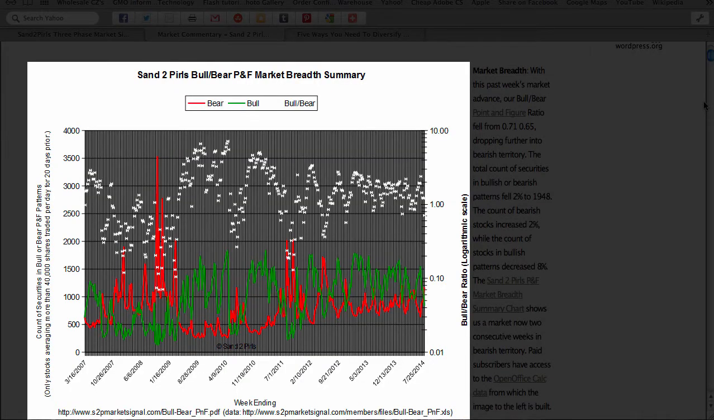2014. Market breadth. With this past week's market advance, our bull-bear point and figure ratio fell from 0.71 to 0.65, dropping further into bearish territory. The total count of securities in bullish or bearish patterns fell 2% to 1,948. The count of bearish stocks increased 2%, while the count of stocks in bullish patterns decreased 8%. The Sand to Pearls PNF Market Breadth Summary Chart shows us a market now 2 consecutive weeks in bearish territory.